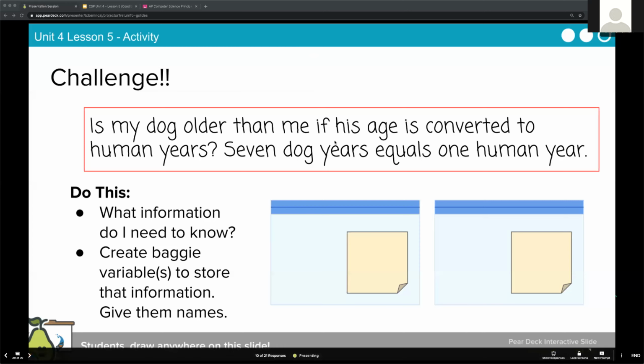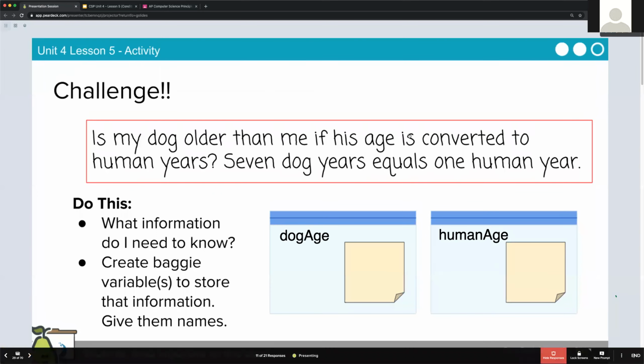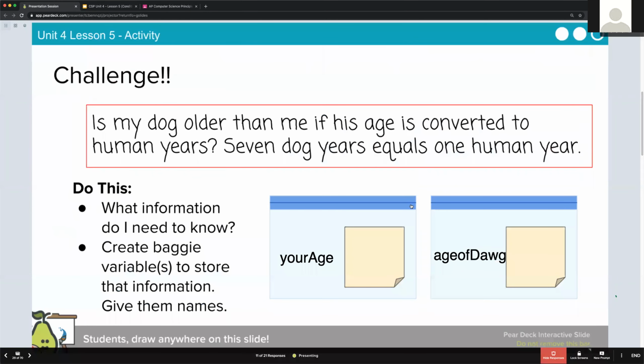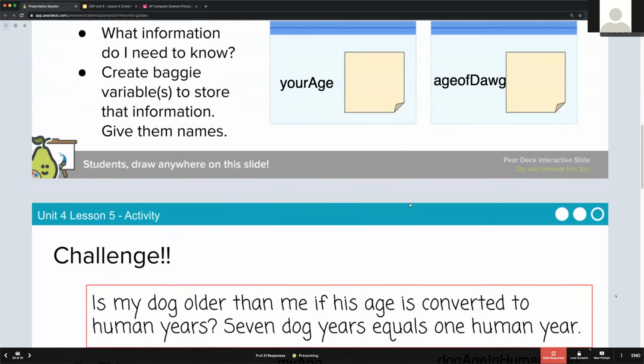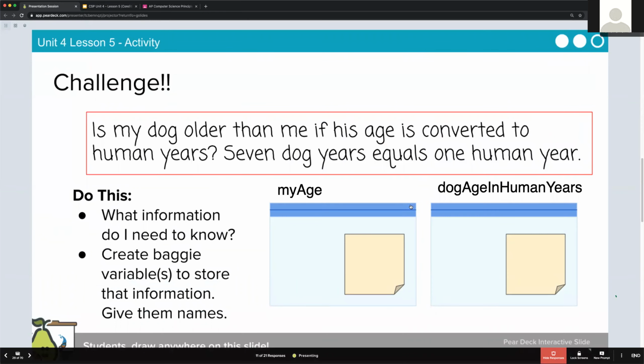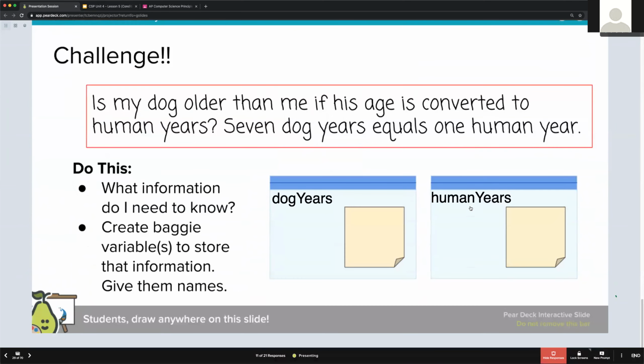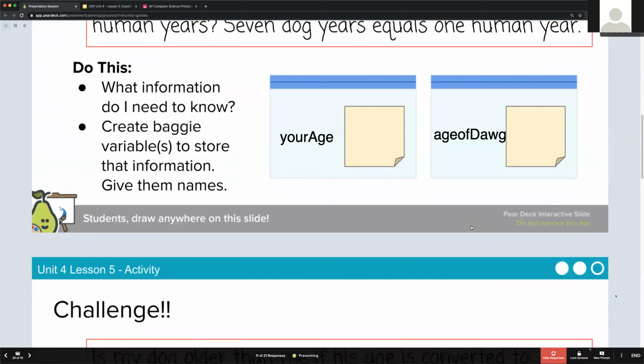All right, let's take a look at some examples. We've got dog age and human age. It's a great one, short and to the point. Your age, age of dog. That's good too. And we got my age, dog age in human years. Kind of a longer one, but it still works. Dog age in human years, dog years, human years. Yeah, all these are great examples.